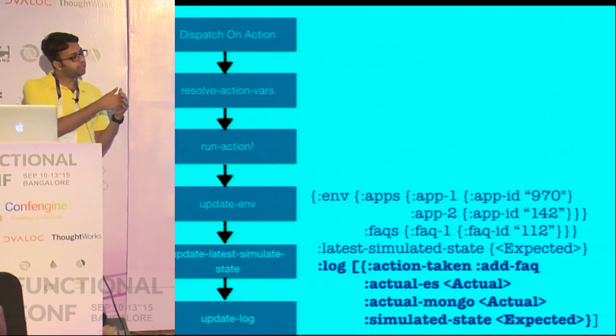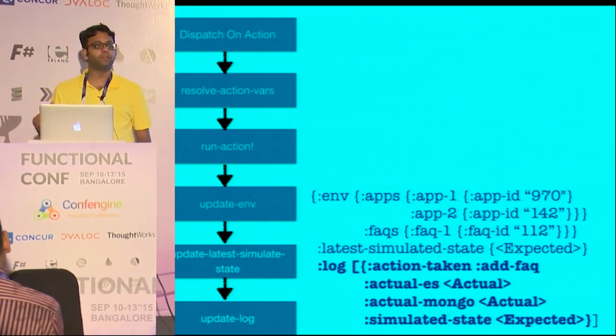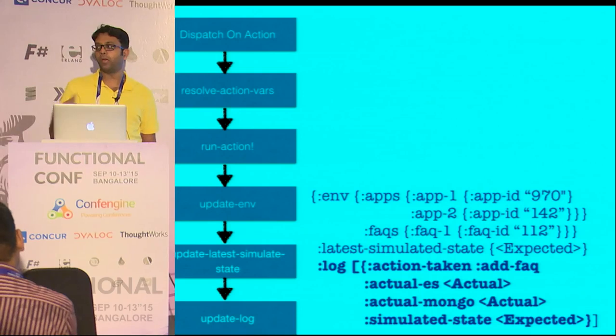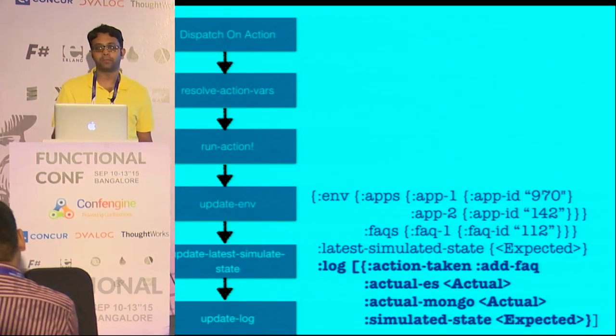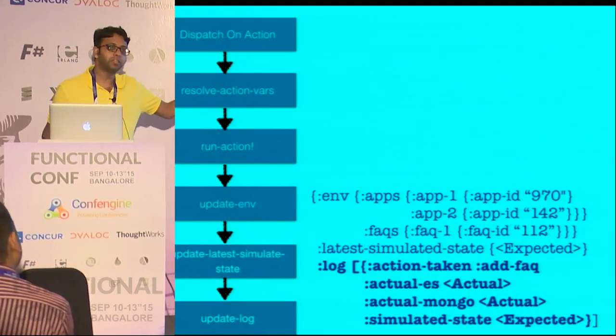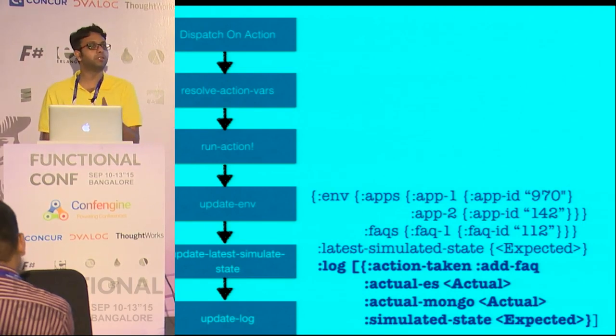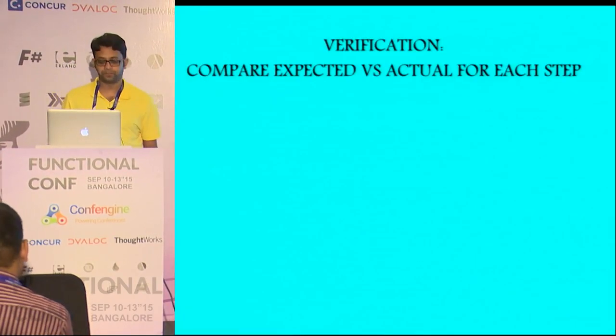So then I can just run through the whole log and figure out at what point in time what failed. So there is no verification right now. Once you run through the actions, you do verification after that.